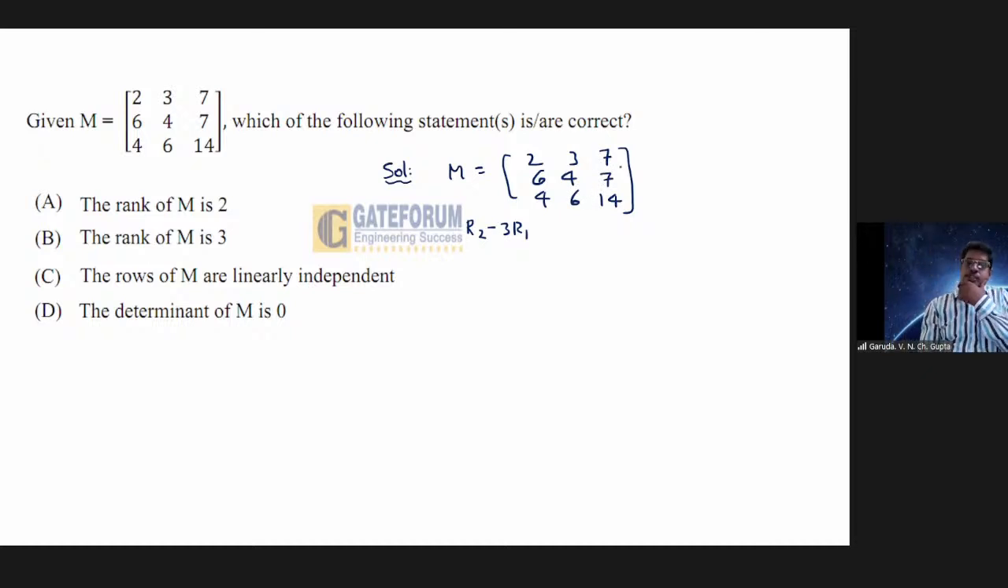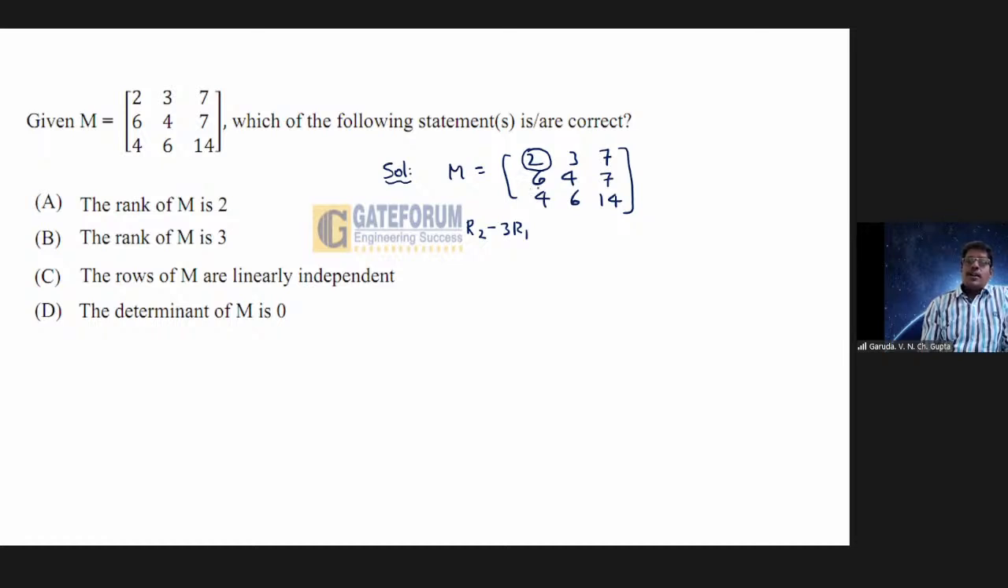When the elements below the diagonal are 0, such a matrix is called row echelon form. Then the number of non-zero rows in a row echelon form is called the rank of that matrix. So this is the first diagonal element. Elements below the diagonal should be 0, that is our aim. Finally we will be getting row echelon form.